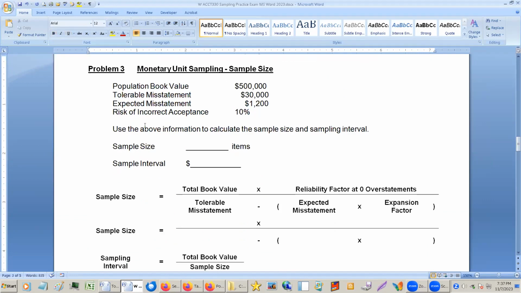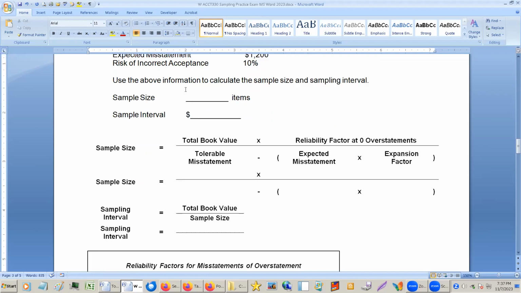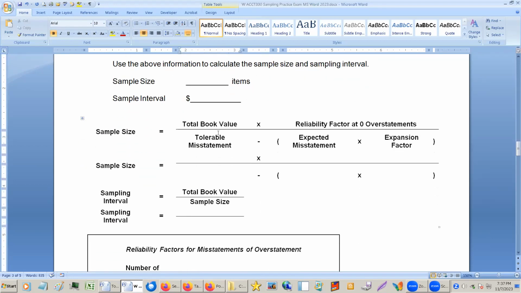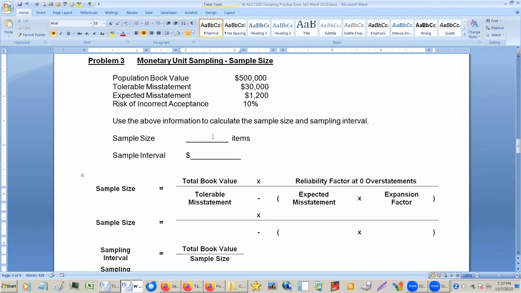Monetary unit sampling. One of the things you have to do on it is find the sample size. So here's our formula for sample size. We will do this one. Usually people rarely miss this one, maybe a math error or something. And you just plug in the numbers.